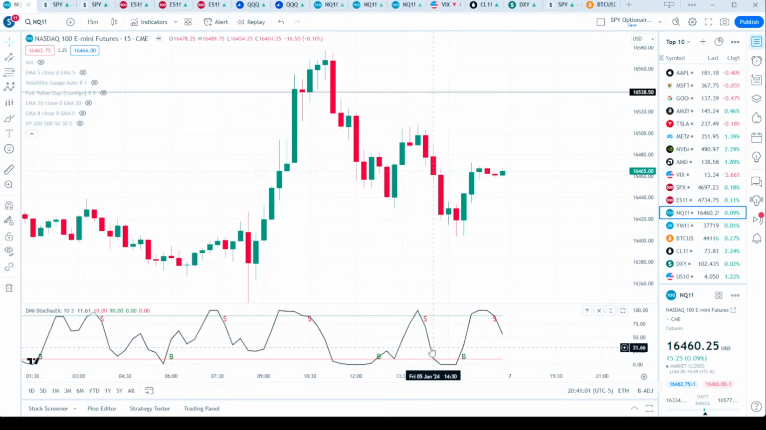So this one doesn't actually use arrows. It uses S for sell and B for buy. So essentially what this is saying on this indicator, if you were watching it live, it would flash a B, and that would mean, okay, buy long right now, and it's going to push up. So that's kind of how you can use the DMI.